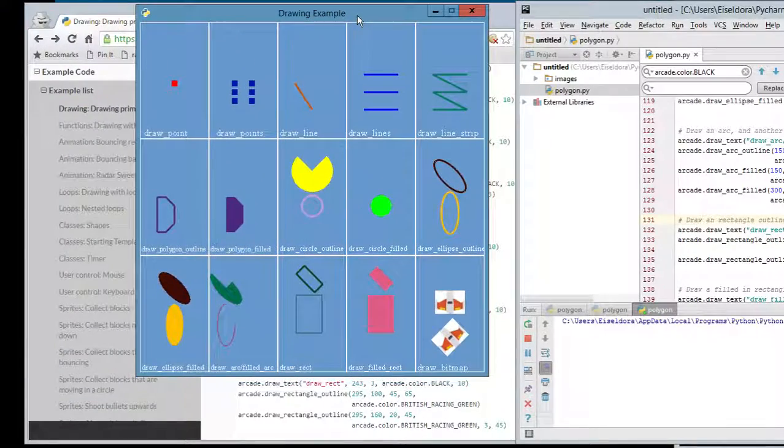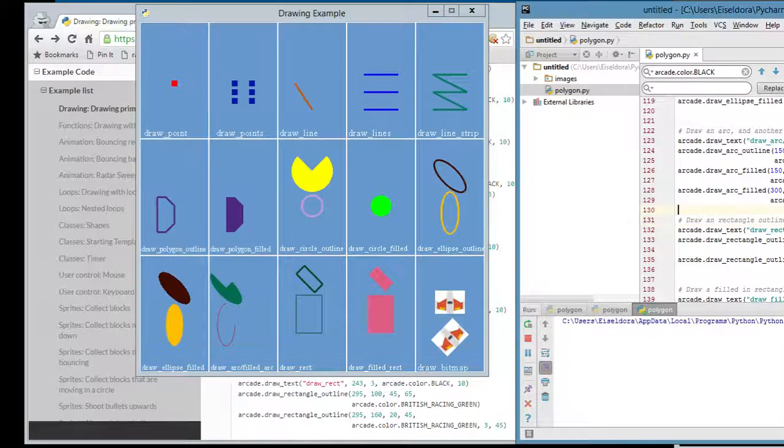There we go. So I have the Pac-Man, and now I need to figure out how to rotate him.